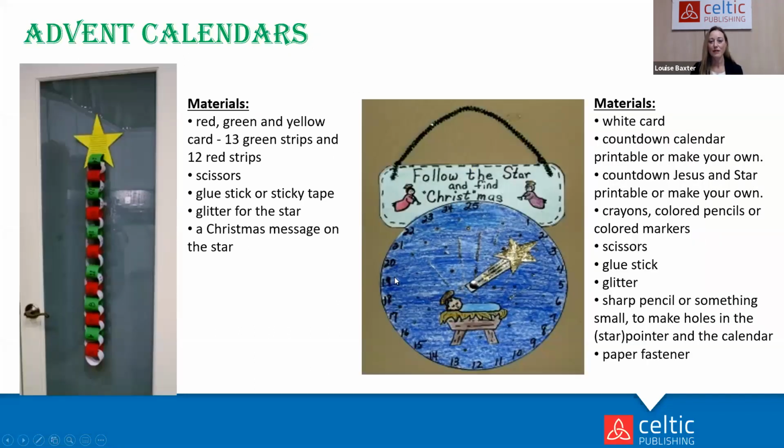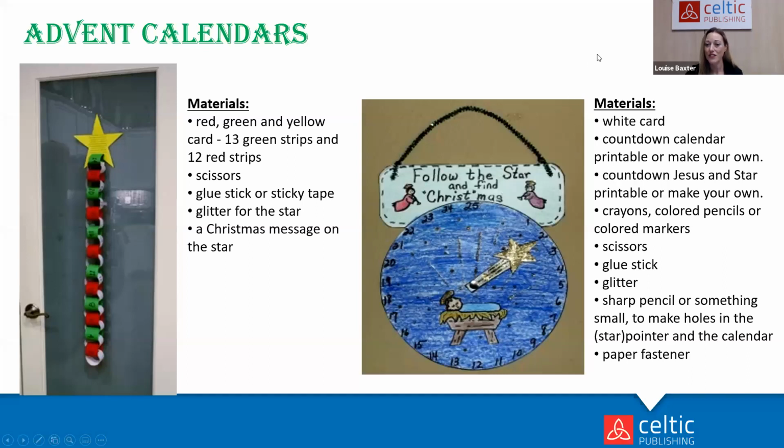So here, the materials that you will need are red, green and yellow card, 13 green strips and 12 red strips, or however, you can choose the colors that you want. Doesn't necessarily have to be green or red. Scissors, glue stick or sticky tape, glitter for the star, and it would be nice to put a Christmas message on the star or a Christmas poem that they've learned. So when they get to 25, when it's actually Christmas Day, maybe it's an opportunity for them on Christmas Day to say the poem or a song that they've learnt.